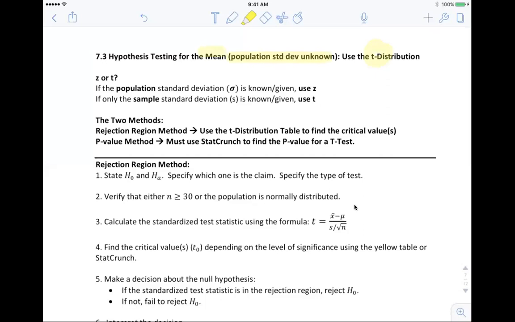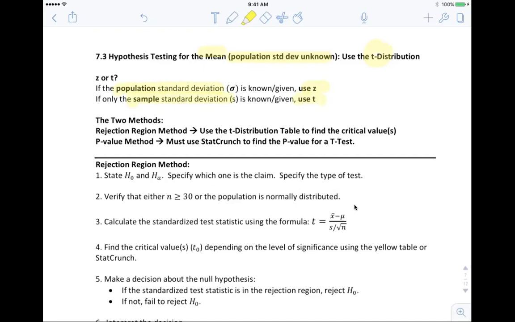In 7.2, you use z, and in 7.3, you use t. And when you're deciding which one to use, the only thing it's based on is the standard deviation. There's always a standard deviation given, or you can find it with the raw data, but is it a population standard deviation? Then that's when you use z. If you only have a sample standard deviation, then that's when you use t, and that's it. So this section's all about the t.